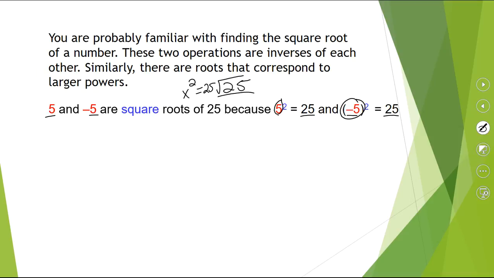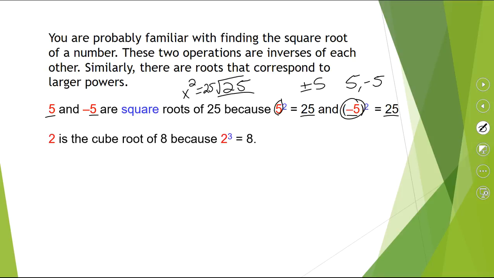Okay? We already know this. We wrote this back in the day that the square root of 25, we wrote it as positive and negative 5. Or you can write them separately. It doesn't make a difference. Writing them as 5 and a negative 5, or writing them with the plus minus sign. But that's something we already know. We're going to expand on that a little bit today.